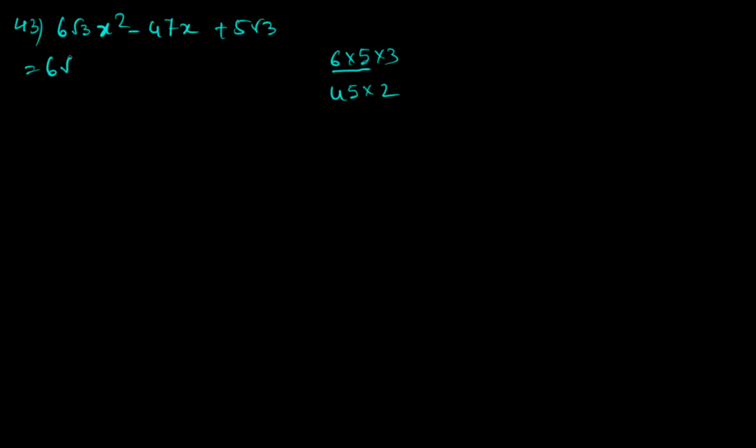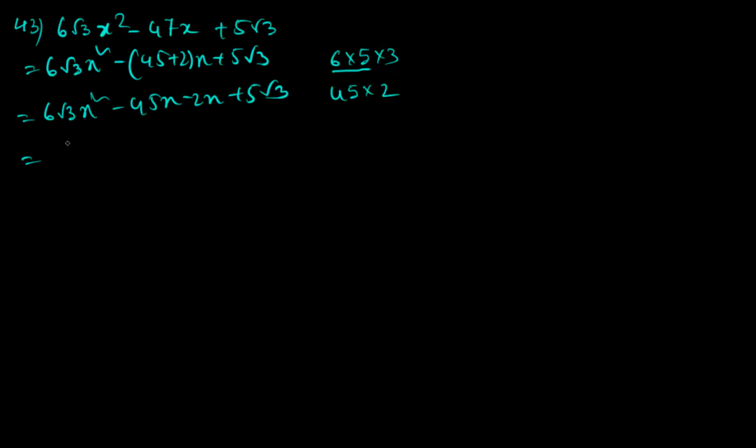Question number 43 is 6 root 3 x square minus 47x plus 5 root 3. So 6 into 5 into 3. Okay, so 45 into 2. 6 root 3 x square minus 45 plus 2 times x plus 5 root 3. 6 root 3 x square minus 45x minus 2x plus 5 root 3.